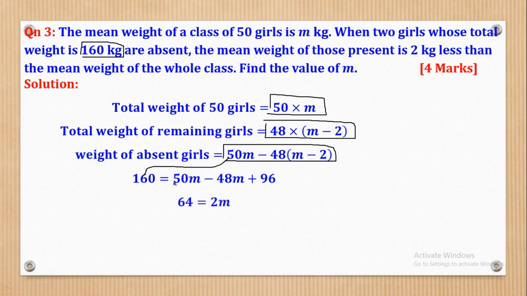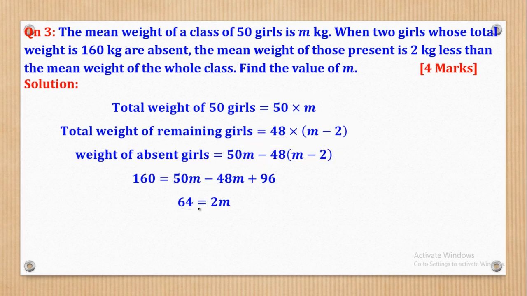So 50m minus 48m gives me 2m. Then when I bring this one this side, it will be 160 minus 96 to become 64. When I divide both sides by 2, I'll come up with m being equal to 32. So basically, that's what they wanted, and now let's see how marks can be awarded.